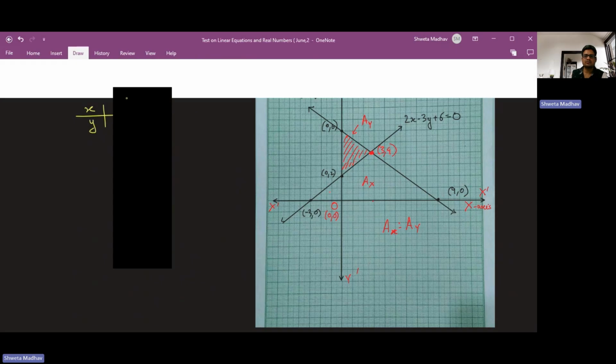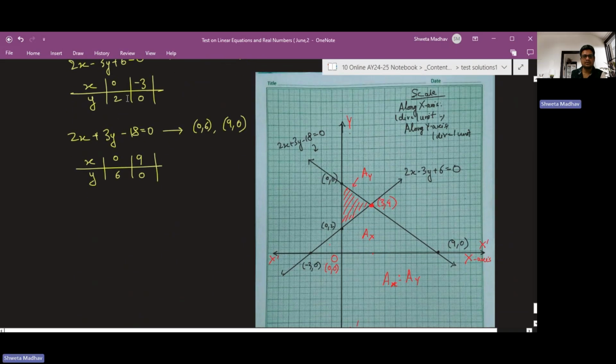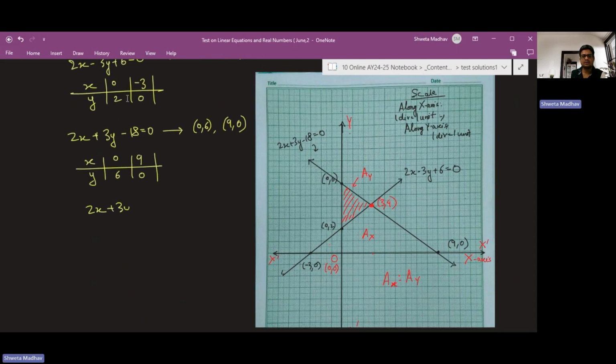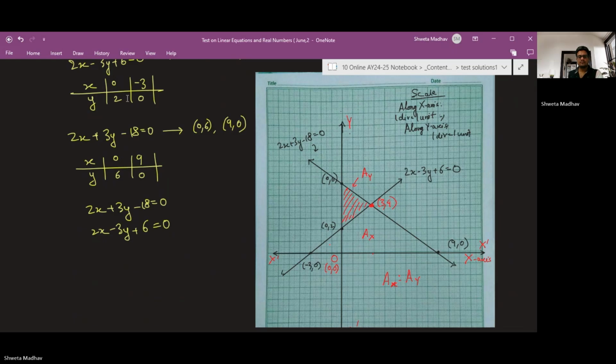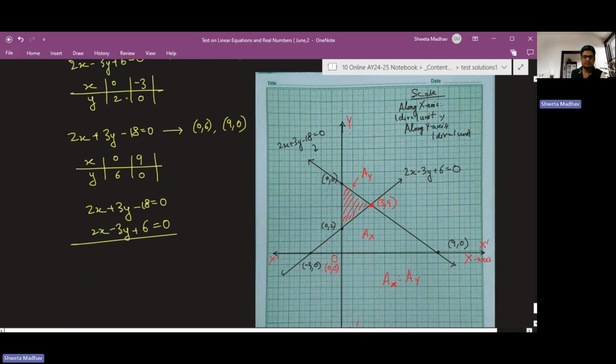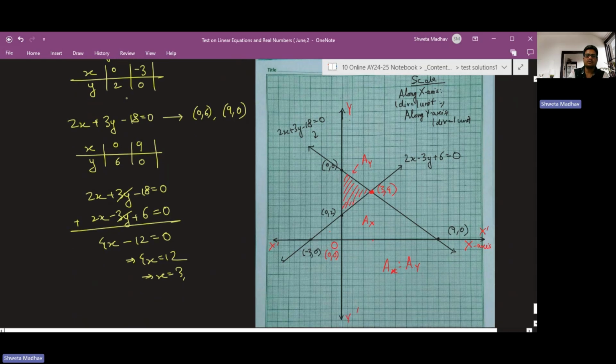We solve them: 2x + 3y - 18 = 0 and 2x - 3y + 6 = 0. If we add them, then -3y and +3y will get cancelled, and this means 4x - 12 = 0. So 4x is equal to 12. So x will be equal to 3.